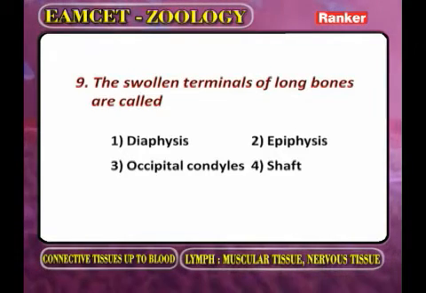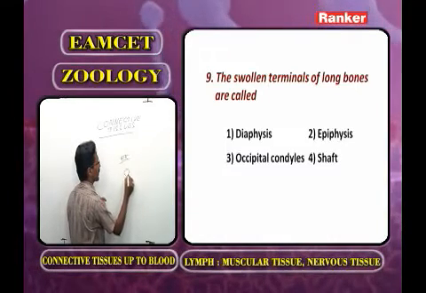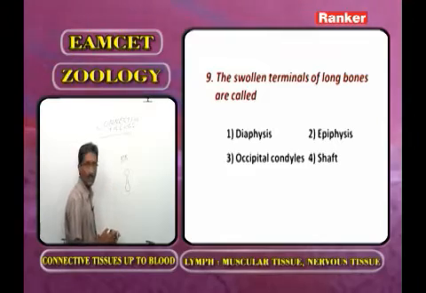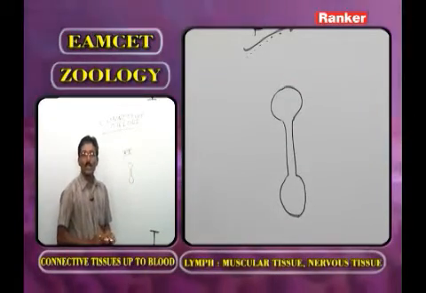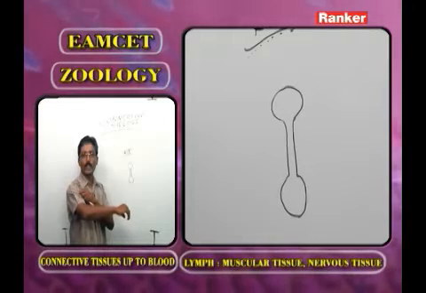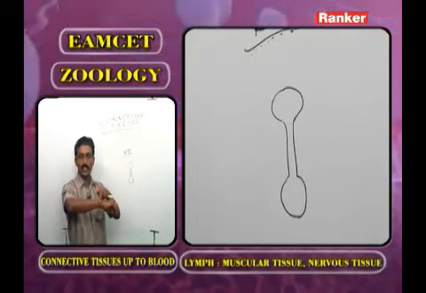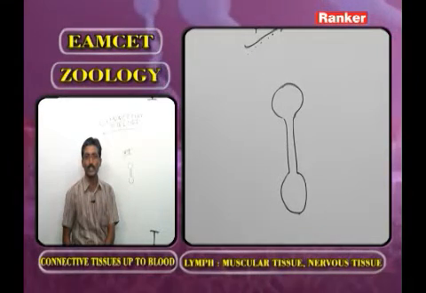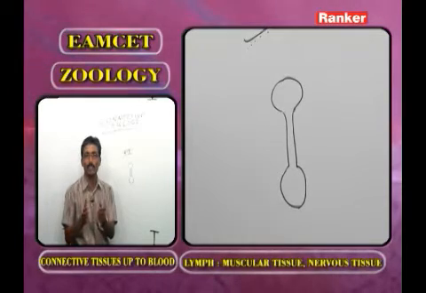The swollen terminals of long bones are called. Now as we observe one long bone, this is a swollen part. This is the middle part. Again this is the swollen part. Now this is one long bone. Now we are getting one doubt. What are the long bones? The bone present in the upper arm we call humerus. The bones present in the forearm we call radio ulna. The bone present in the thigh we call femur. The bone present in the shank we call tibiofibula.